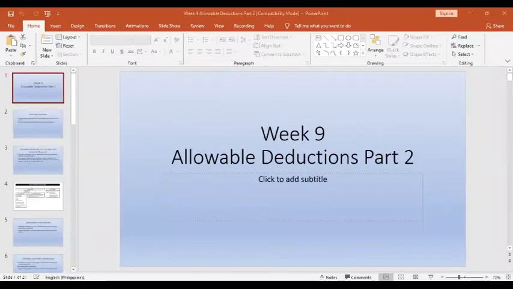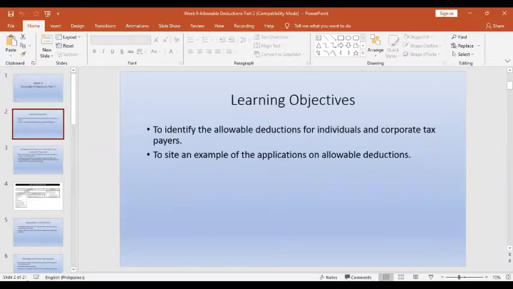Okay, so the next topic is week 9 in your LMS, which is the allowable deductions part 2. This is the continuation of the first part of allowable deductions, and we are going to discuss the remaining 4 itemized deductions. Our learning objectives here are to identify the allowable deductions for individuals and corporate taxpayers and to cite an example of the applications of the allowable deductions.